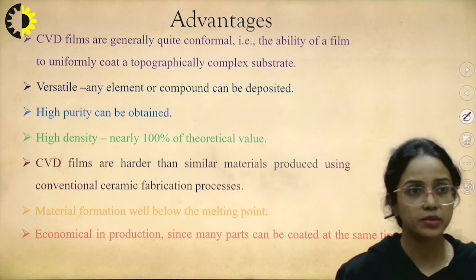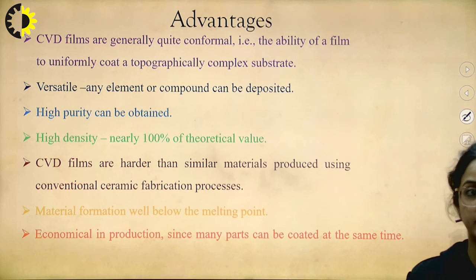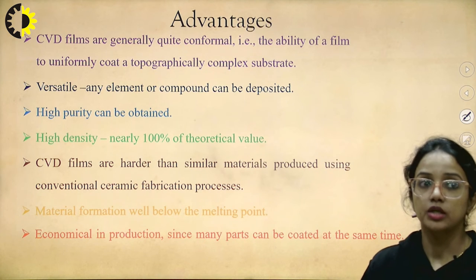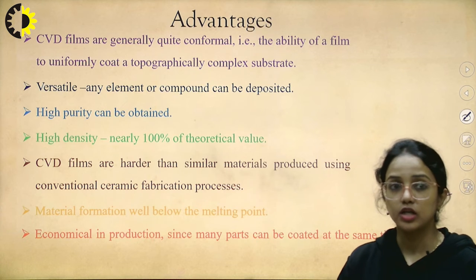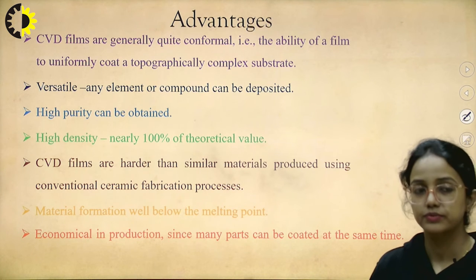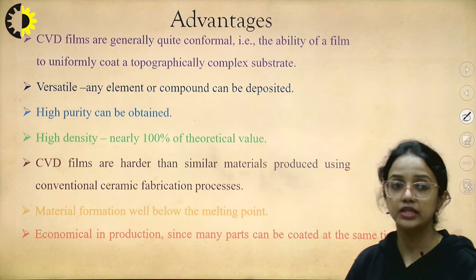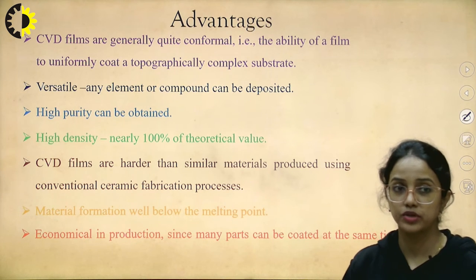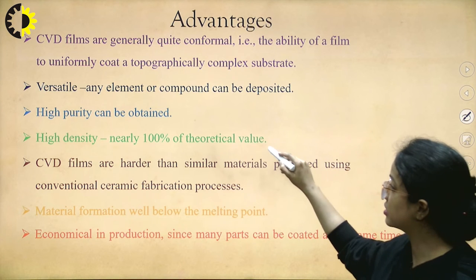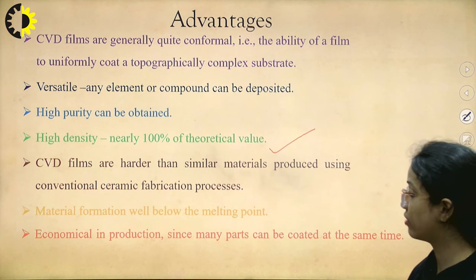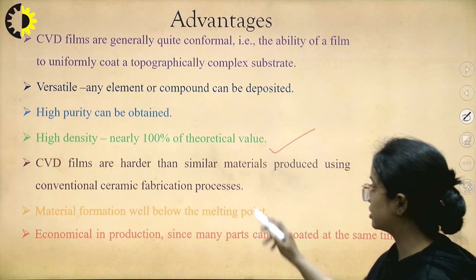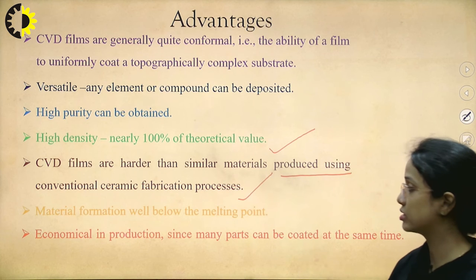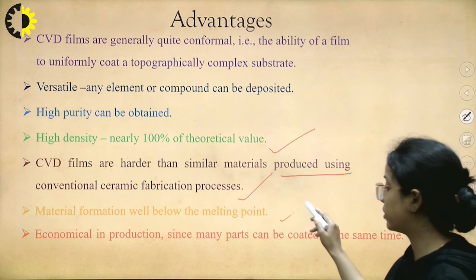Advantages: chemical vapor deposition films are generally quite conformal, the ability of a film to uniformly coat a topographically complex substrate. Next is versatile. Any element or compound can be deposited, and high purity can be obtained. High density, nearly 100% of theoretical value. CVD films are harder than similar material produced using conventional ceramic fabrication processes. Material formation well below the melting point.